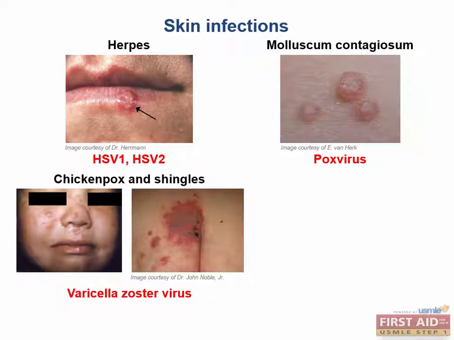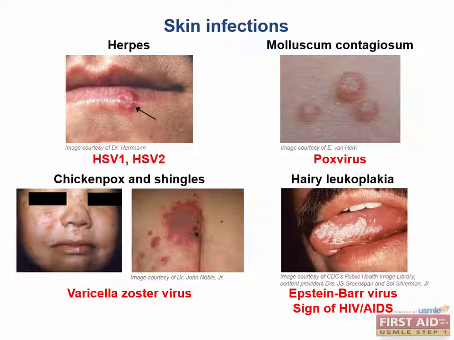Varicella zoster virus causes both chickenpox and zoster, or shingles. These crops of vesicles invariably progress to crusted, itchy lesions. Zoster will always be in a dermatomal distribution and won't cross the midline, a key clue when you look at an image.